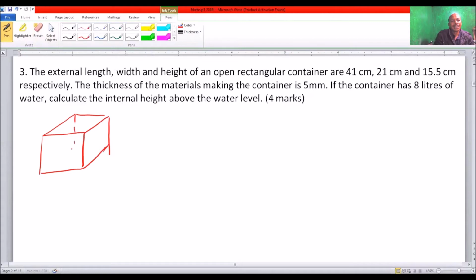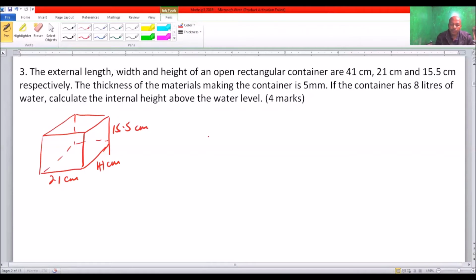So these are the hidden sides, and we are told it contains 8 liters of water. We are told that the thickness of the material used to make this tank is 5 millimeter. So we can say this is the length, which is 41 centimeter. The width is 21 centimeter, and the height is 15.5 centimeter.